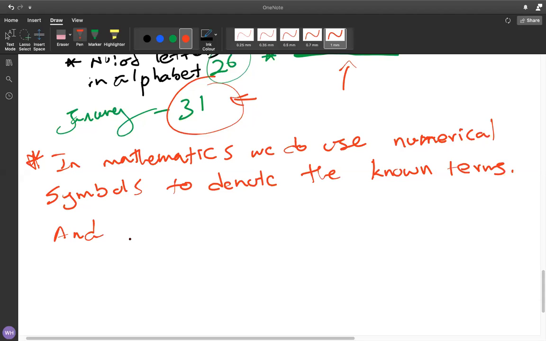Sir, the screen is not visible. Can you see the screen? Okay, sir. Some connection issues with you people.